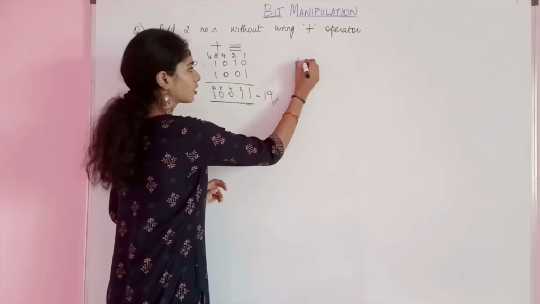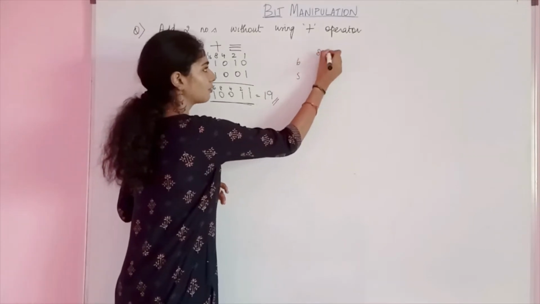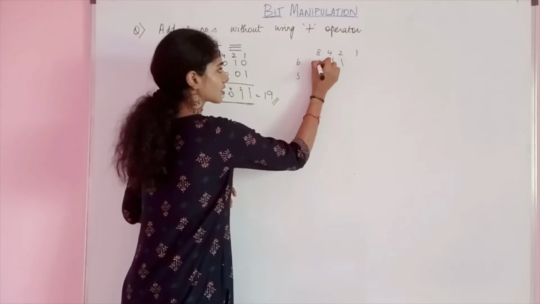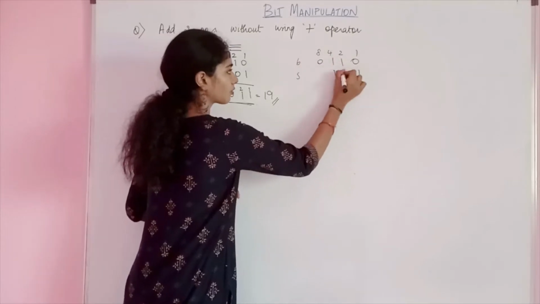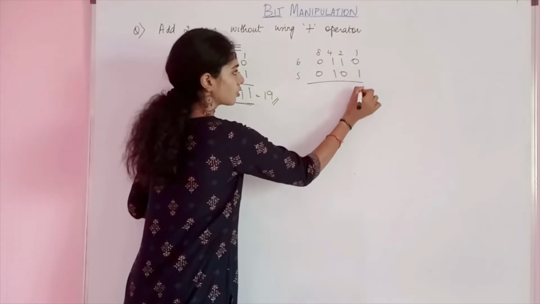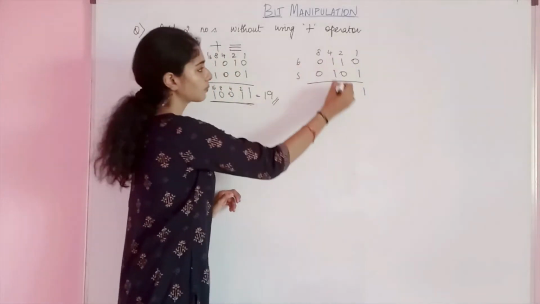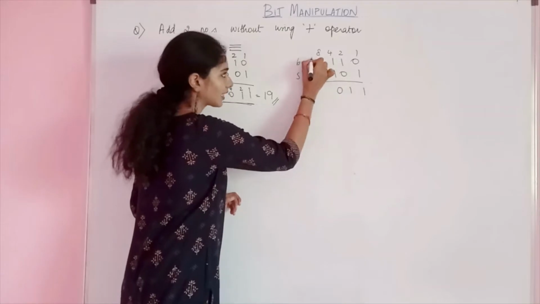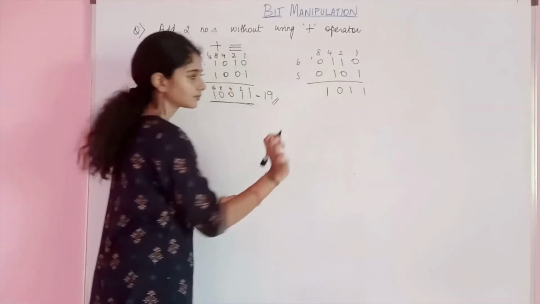6 and 5. So what is 6 going to be? 8, 4, 2 and 1. And so 4, 5, 6 in bits. 4 and 5. So 0 plus 1, 1. 1 plus 0, 1. 1 plus 1, 0, 1 carry over and then 1.